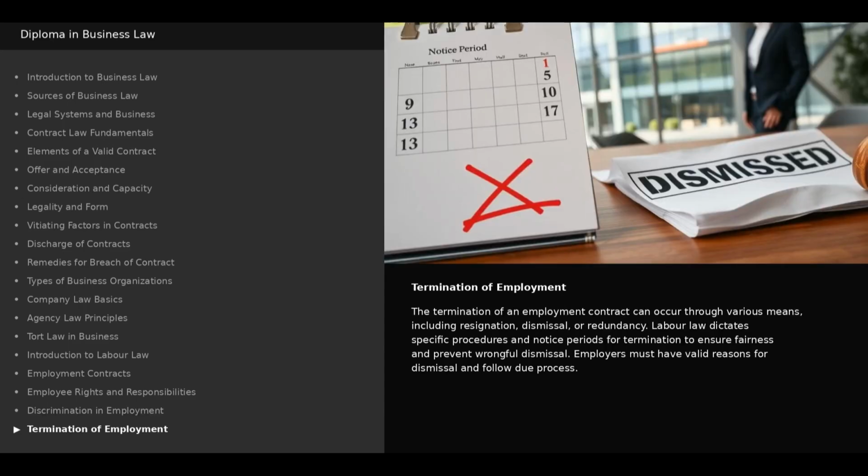Termination of employment. The termination of an employment contract can occur through various means, including resignation, dismissal, or redundancy. Labor law dictates specific procedures and notice periods for termination to ensure fairness and prevent wrongful dismissal. Employers must have valid reasons for dismissal and follow due process.